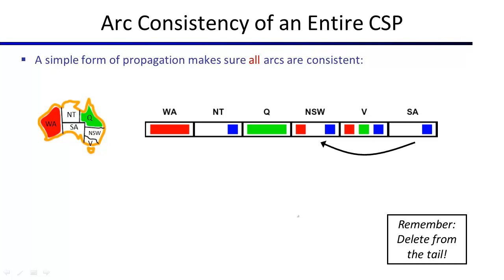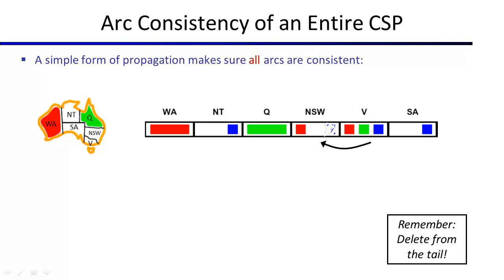Go to the next one. SA pointing into NSW. SA has blue as the only value. We need to check for that value. Is it consistent with something in NSW? Yes, red is still available, so we cannot prune anything again from the tail of this arc. How about the arc pointing in the other direction? How about red? Red is okay because blue is compatible with that. How about blue? Blue for NSW is not okay, because we only have blue in SA, and since blue is not compatible with blue for NSW, it's not going to work, so we get rid of blue over here.